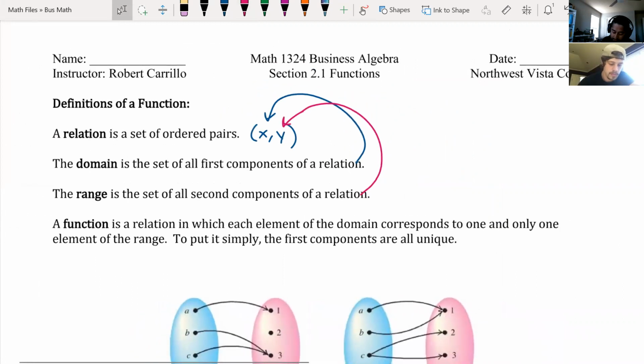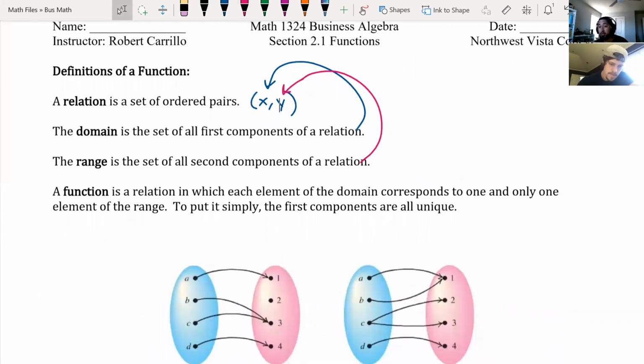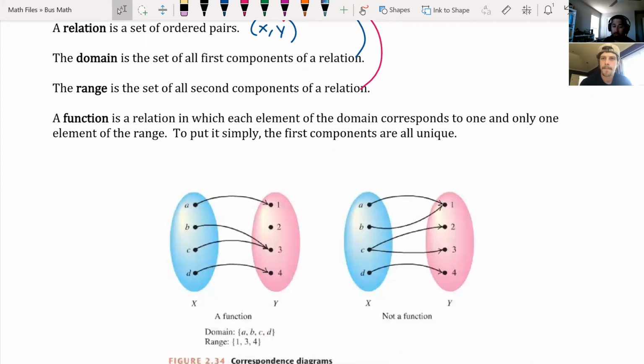And now the definition of a function. A function is a relation in which each element of the domain corresponds to one and only one element of the range. To put it simply, the first components are all unique. So your X values are all unique. So in order to be a function, an X value must have only one Y value. Okay. So I'll say it again. To be a function, an X value must have only one Y value.